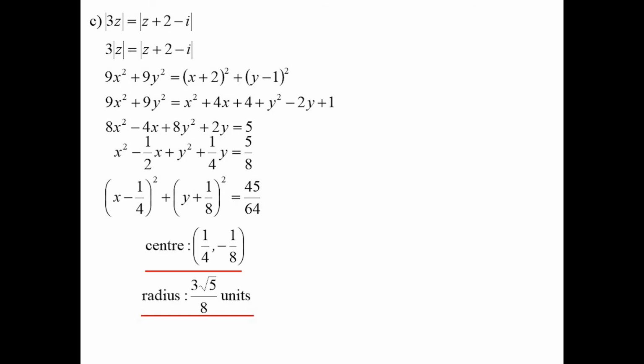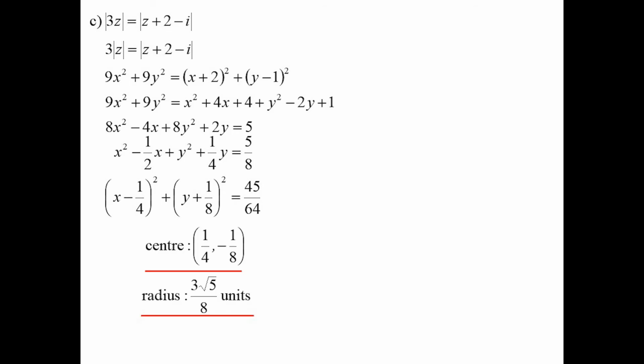A quarter squared is 1/16. An 8th squared is 1/64th. How many 16s in 64? 4. So that's 5 64ths I've added on all together. So 5/8 plus 5 64ths ends up being 45 64ths. So there we have it.